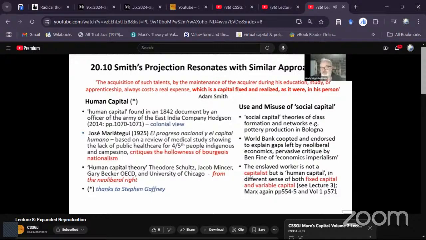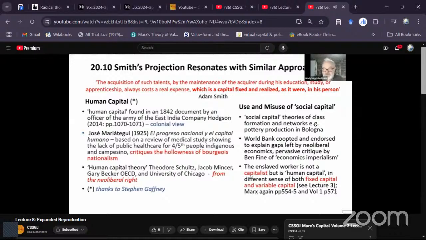I think less so now, but about 15 years ago, this was all the rage, social capital. And Ben Fine, quite rightly, critiqued it, because basically the World Bank was using this idea to substitute for any critical social science. The last point, right? Marx makes this point about the enslaved worker, but he also makes a point a bit later on, actually twice in volume 2, that enslaved labor is a form of fixed capital, as well as, I would say, and I'm sure Marx would agree, to be honest, variable capital.